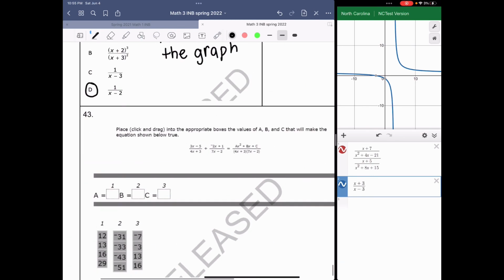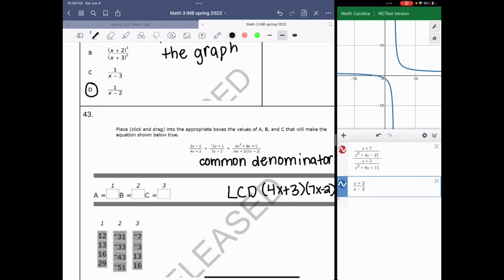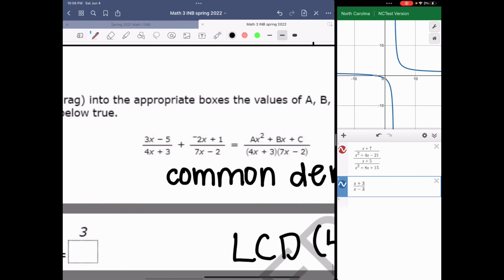Now, number 43 we've done before, but I did want to hit it real quick just to make sure that we remembered how to do it, because this is a type of problem I cannot match in Desmos unless I plan on guessing and checking at all of the pieces. Basically, it's an addition problem, and in order to do addition, we have to have a common denominator. So right now, I need my denominator to have an LCD of x plus 4 times 7x minus 2. That means on this side, we're going to multiply by 7x minus 2 over 7x minus 2, and on this side, we're going to multiply by 4x plus 3 over 4x plus 3.